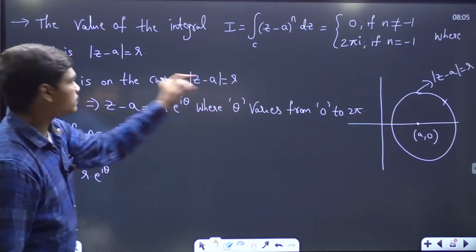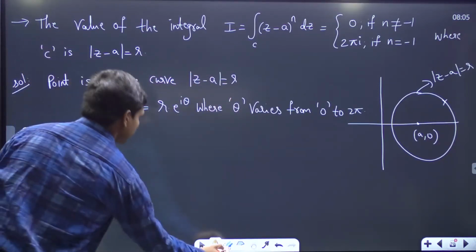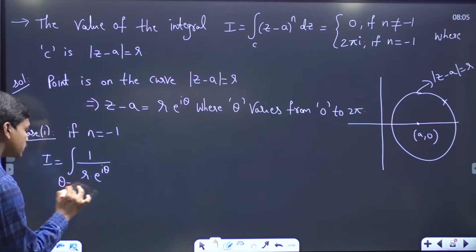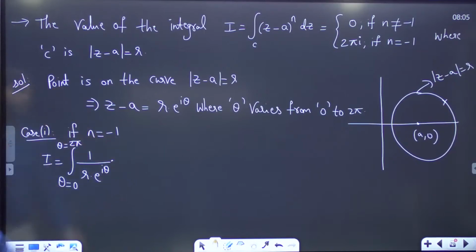Okay, see, this r is a constant, correct? This radius r is a constant, but only theta is varying. So instead of writing C here, we can write straight away the limits: theta is equal to 0 to theta is equal to 2 pi, into, now see here, dz.